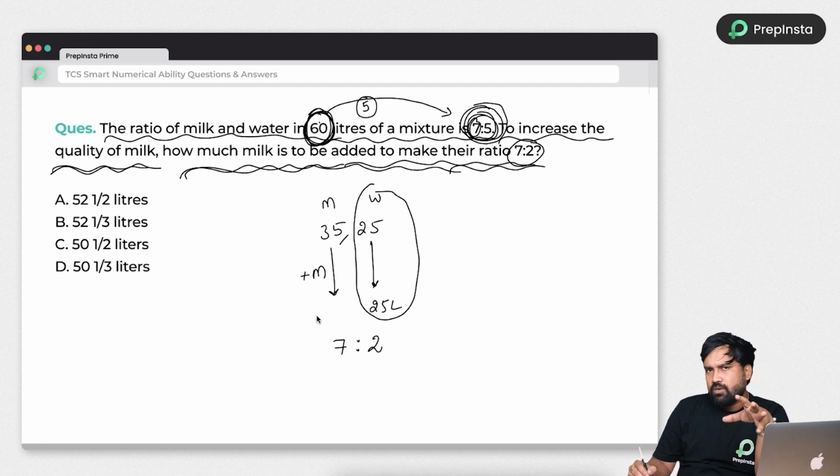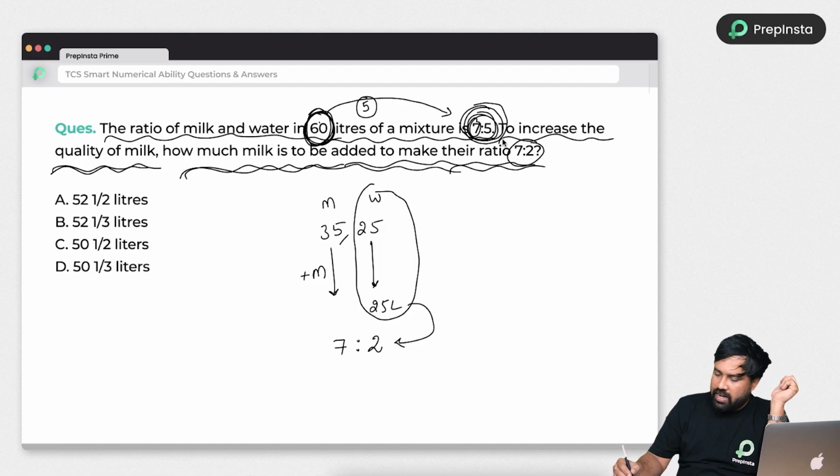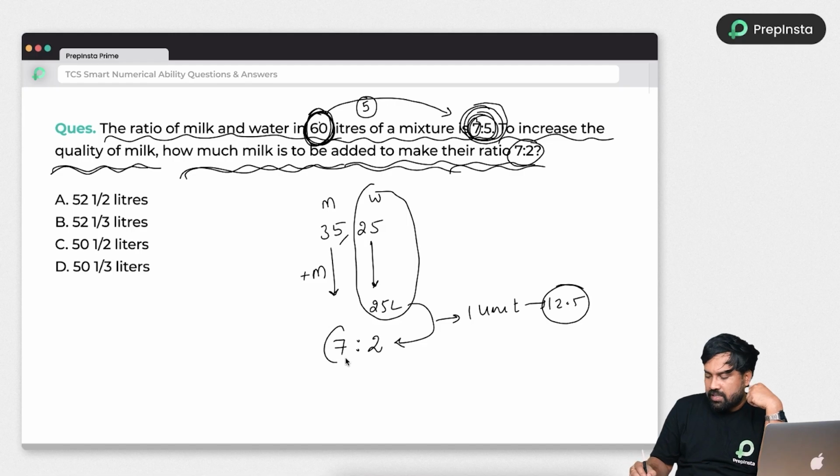We have added some milk, right? But this 25, earlier it is 5 units, now it has become 2 units. So 2 units means 1 unit is how much? 12.5, right? So 1 unit is 12.5 means 7 units is how much? Why? Because ratio is always proportional. So which is nothing but 7 into 12.5. So 70 and 7 twos are 14. 0.5 is nothing but 3.5, right?